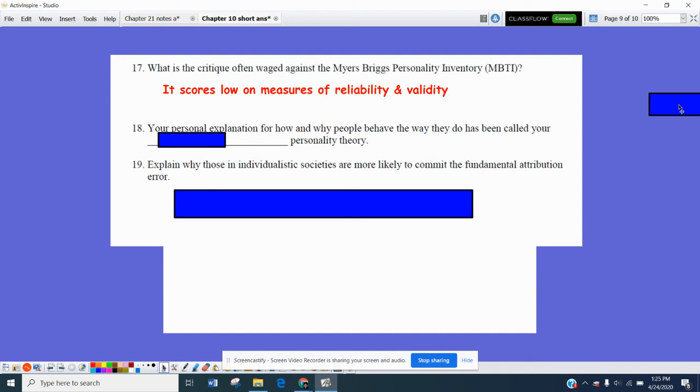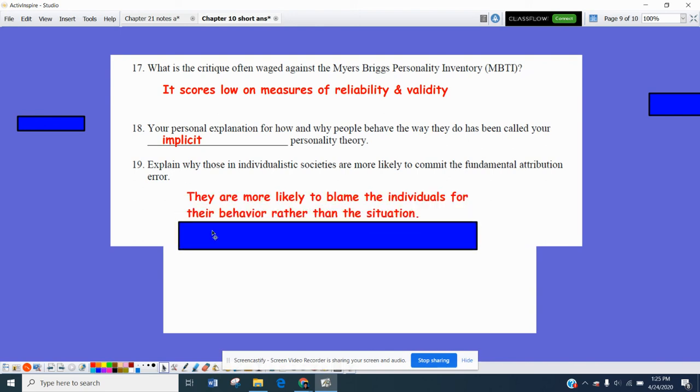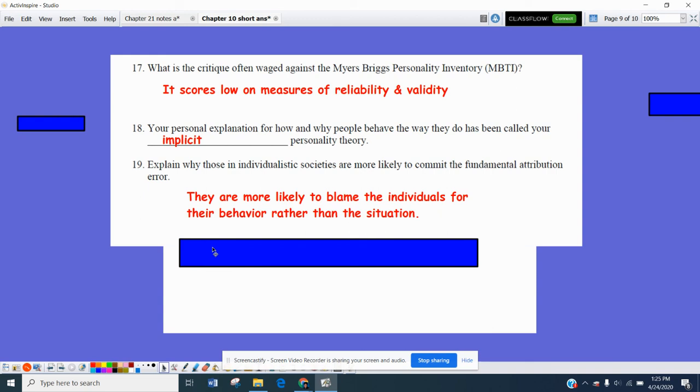And number 18, your personal explanation of how and why people behave the way they do is called your implicit personality theory. Number 19, explain why individualistic societies are more likely to commit the fundamental attribution error. That is because they are more likely to blame individuals for their own behavior rather than the situation.